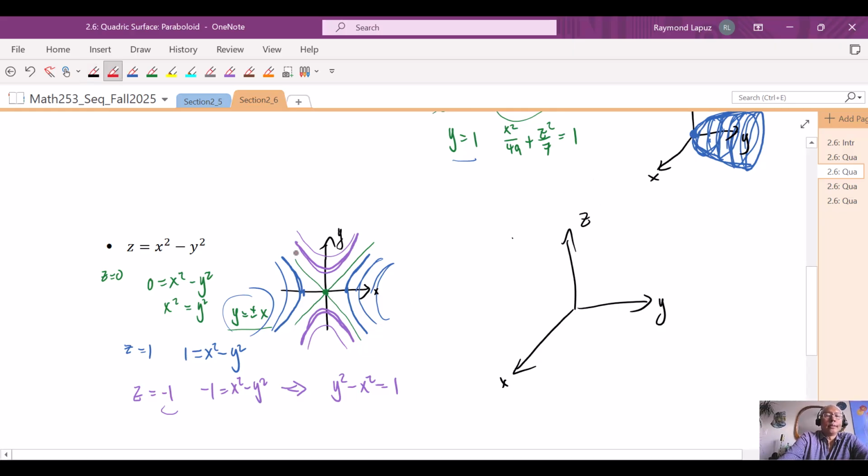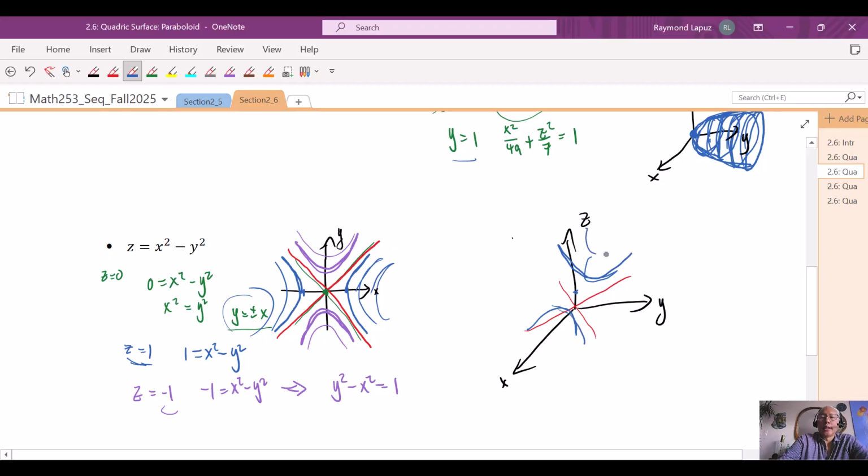But if we draw this first trace, that would be like a trace that goes through this way on the xy plane. Now as we draw, as we let our z go positive, you're going up along the z-axis here, and you're going to be opening towards the x-axis.